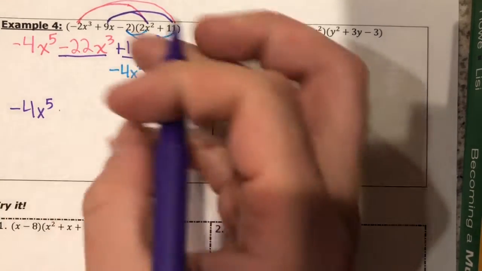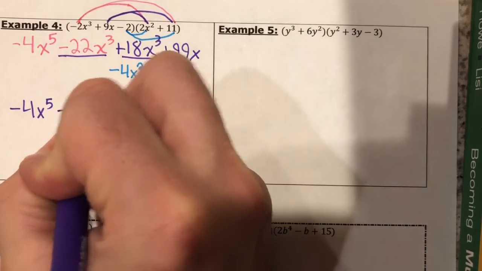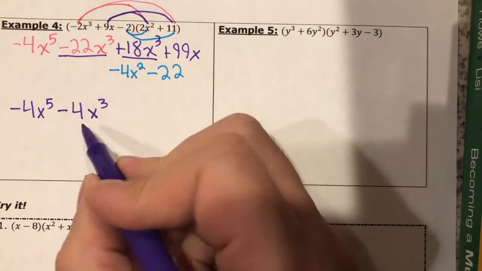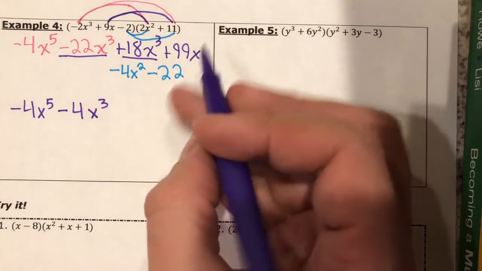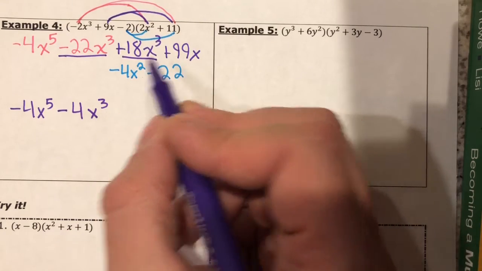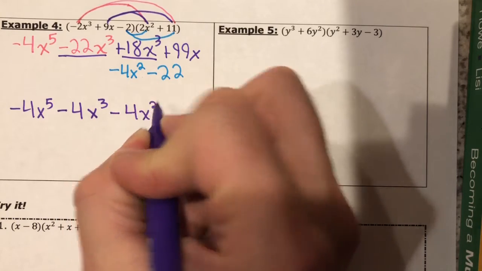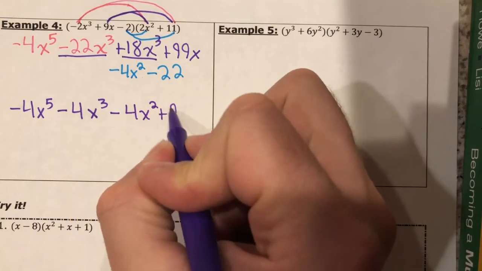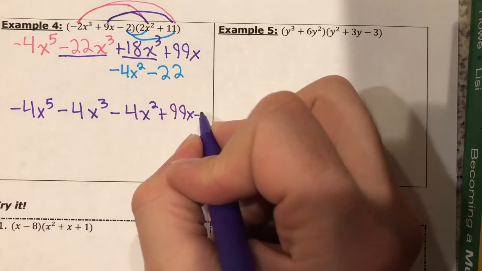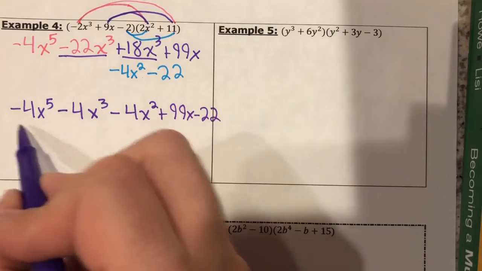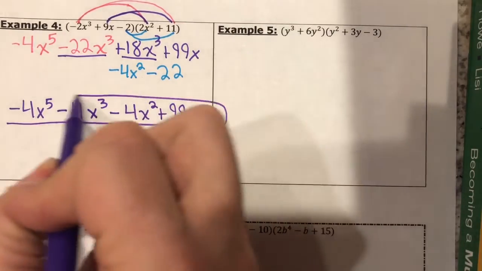Negative 22 plus 18 is negative 4 x cubed. And then before we do the x, we want to do the x squared. So minus 4x squared. And then plus 99x minus 22. And that's our final answer.